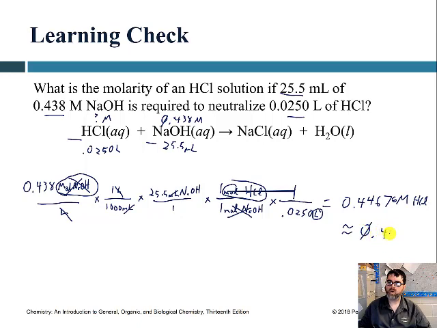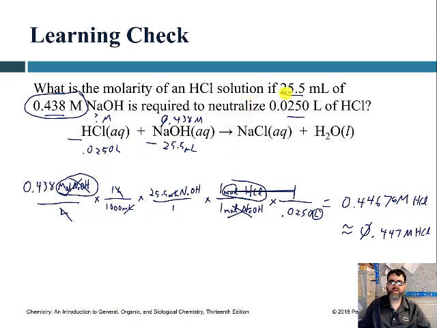So 0.447 molar HCl. As a side note, rather than looking at the sig figs of everything, you could look at the sig figs of just this one here, as we really want to match the certainty that we had on the original. And so if we can make it look like that, then we're good.